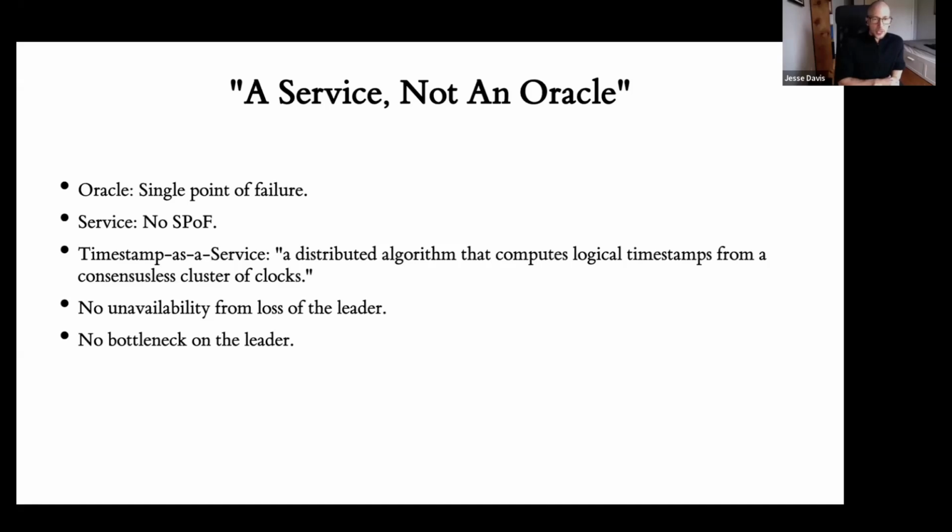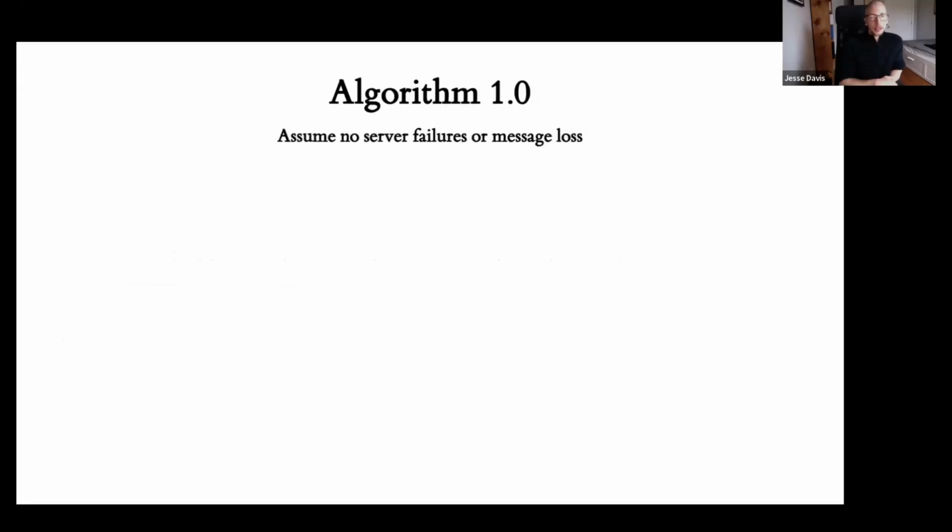The paper presents the algorithm in two stages, starting with a simplified version. So the algorithm version 1 assumes that there are no server failures and no message loss. The algorithm can take any number of clients, it really doesn't matter. There's some number n of servers. I don't know if the paper discussed reconfiguration or not, but we'll assume that there's a fixed number of servers throughout.